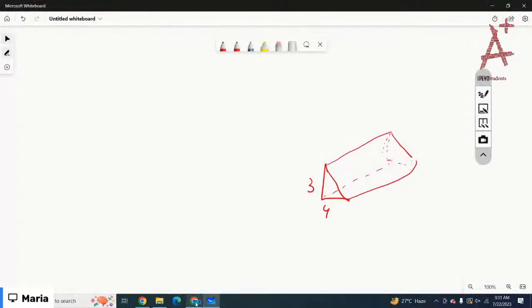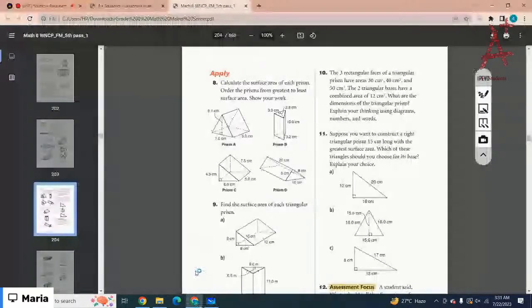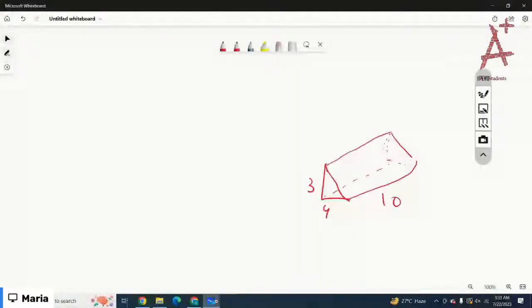And then you have the area of the rectangular faces, which have areas of 30, 40, and 50. Here it would be then 10. 10 times 3 is 30 for this one. 10 times 4 is 40 for the base, and here it would be then 5 because the third one is 50. So it looks like this. Got it?